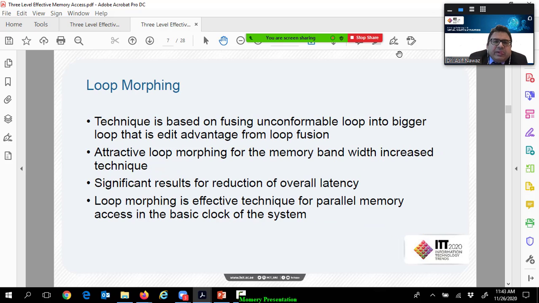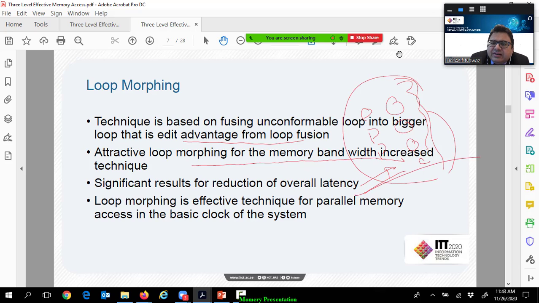So the morphing is based on fusing unconformable loops into a bigger loop, and it's an added advantage of loop fusion. And attractive loop morphing for the memory bandwidth increase techniques, okay? And we have significant results with this loop morphing. Again, loop morphing is the same thing. One loop is the bigger one, the smaller one you put inside, and you use the free memory slots in them and make the system so efficient that at the end of the day there is low latency, and all these commands are executed in the quickest possible time.